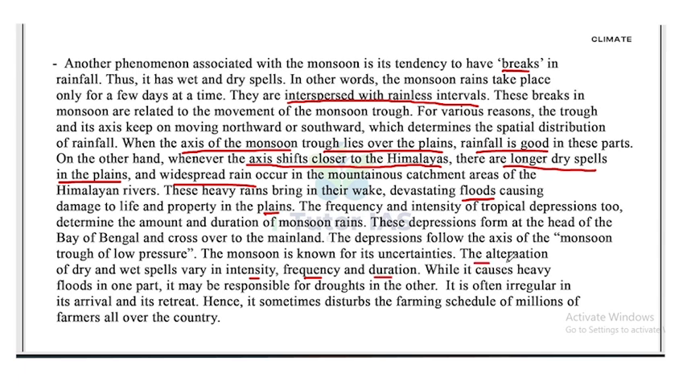The alternation of the dry and wet spells varies in intensity, frequency, and duration of the monsoon. While it causes heavy floods in one part, it may be responsible for droughts in another part. It is often irregular in its arrival and its retreat. Hence, it sometimes disturbs the farming schedule of millions of farmers all over the country. So the monsoon can also have a bad effect on agriculture.